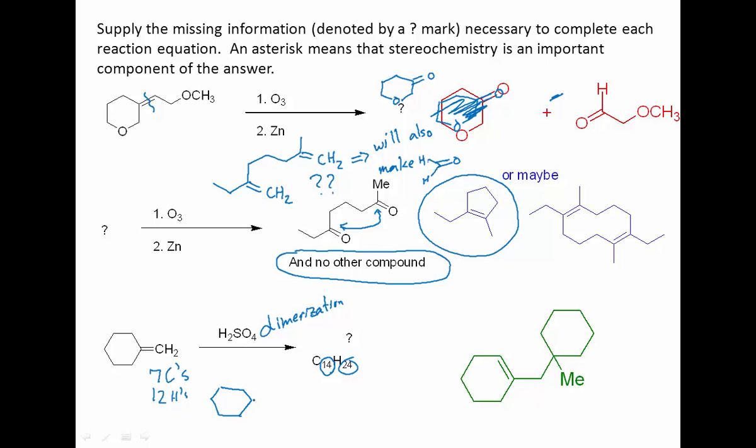by protonating here. Okay, that's going to make our carbocation. We're going to bring in another one of these. Okay, this is going to add, this makes the carbocation, and Zaitsev's rule says that we really should form the alkene over here in the 6-membered ring, because that's a tri-substituted alkene.